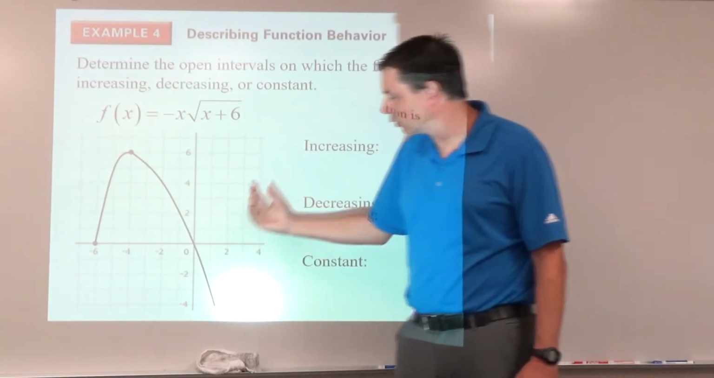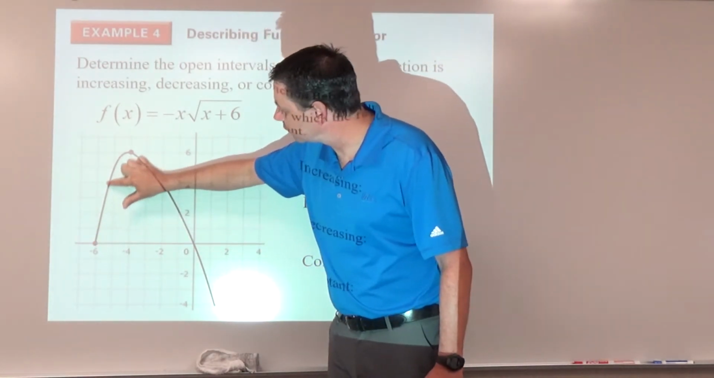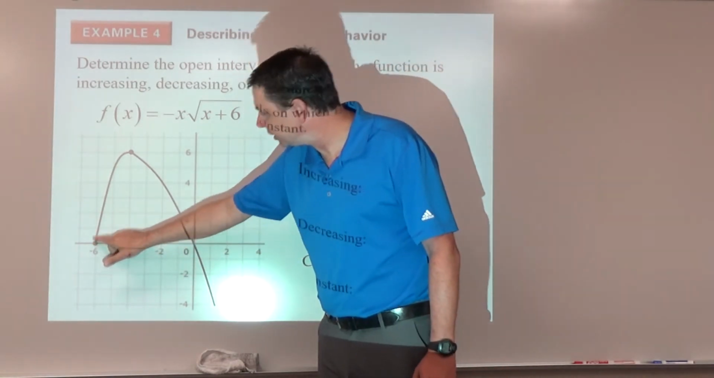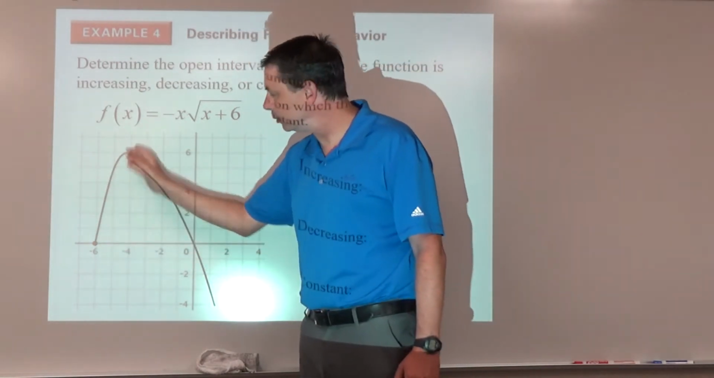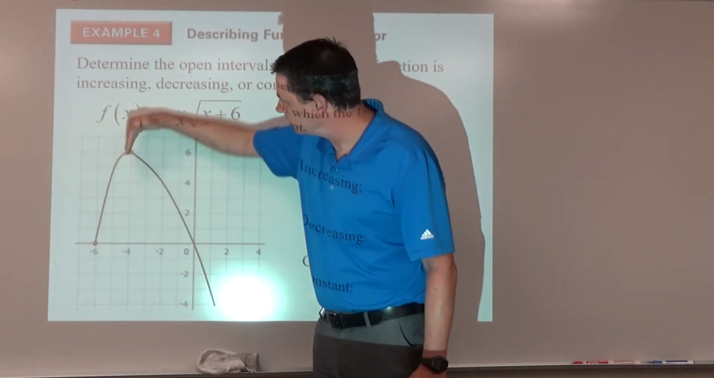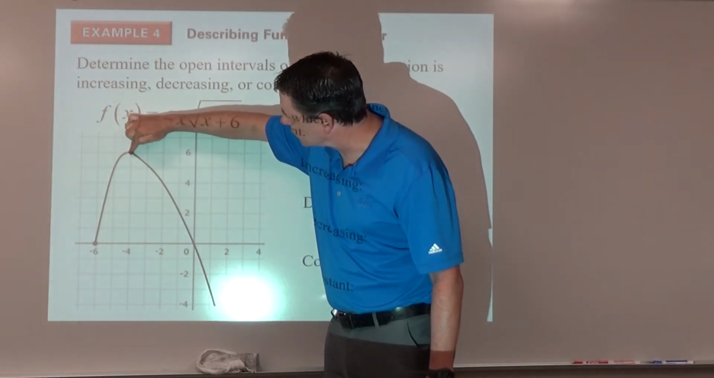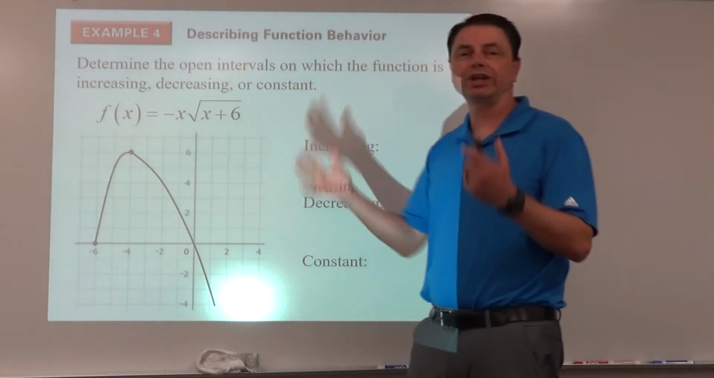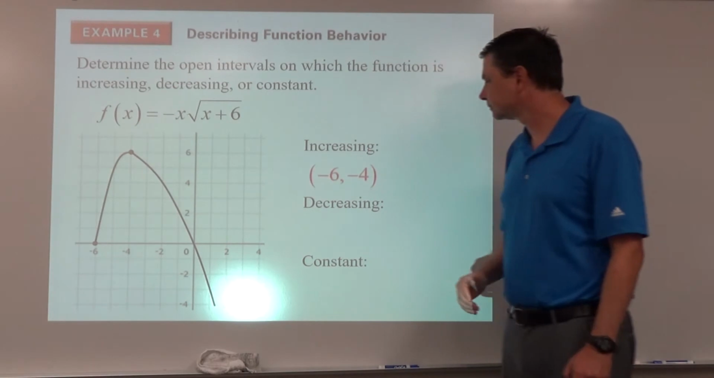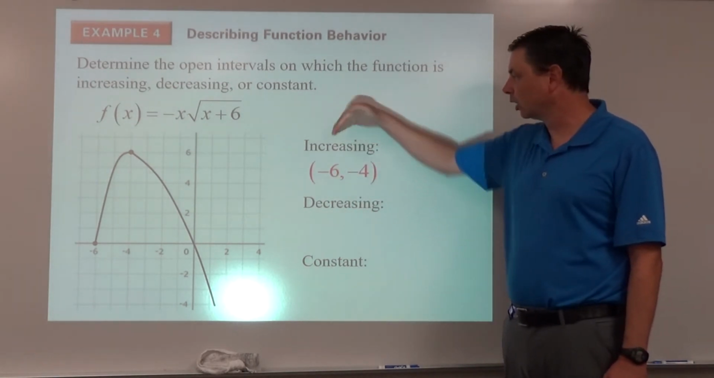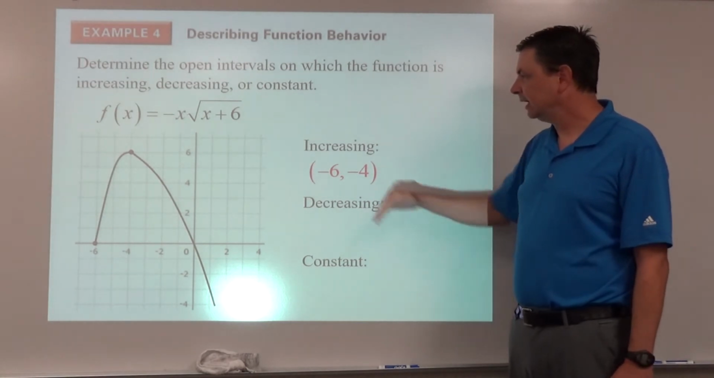travel along the graph going from left to right. So function looks like this. So from here to here, it's going up. And it's, again, always x-coordinates. So from -6 to here, that's where it stops going up, and that's at -4. Open interval, so we're going to use parentheses. Starts at -6, stops at -4, that's where it's going up.